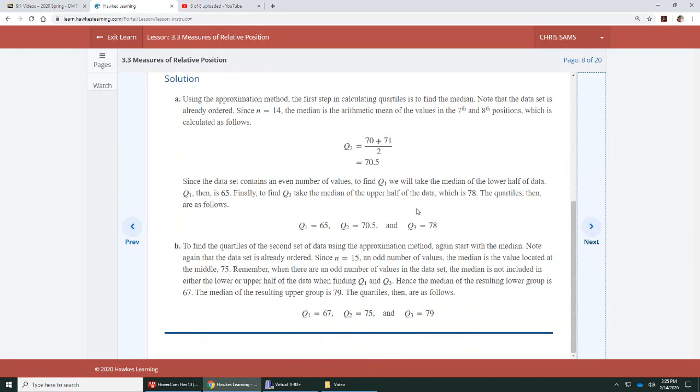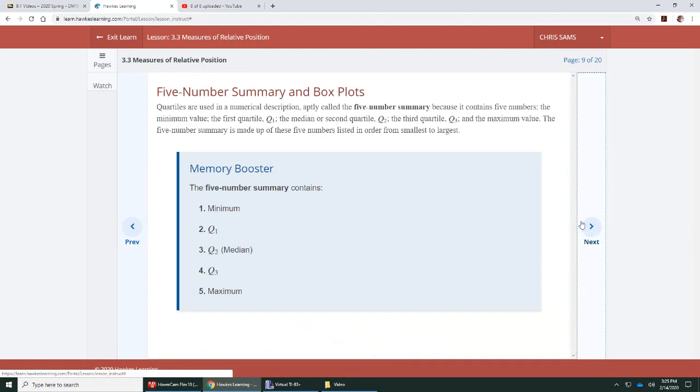These quartiles are very important when we're dealing with the 5-number summary. So here's the 5-number summary. We're going to talk about how to make a box plot with this. The 5-number summary is your smallest value, minimum, Q1, Q2, median, Q3, and maximum.